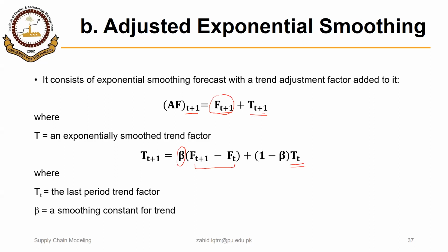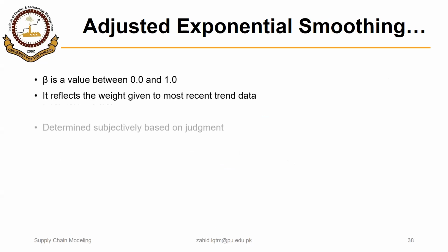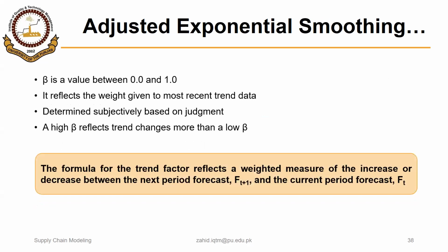So if there is an increasing trend, we will have a positive value. If the trend is decreasing, then we will have a negative value. Just like alpha, beta is between 0 and 1. It reflects the weight of the most recent trend data. Alpha assigns weight to the most recent demand data. Beta assigns weight to the most recent trend data. It is either determined subjectively based on judgment, or we can use some software package like Excel to find the optimum value for beta.